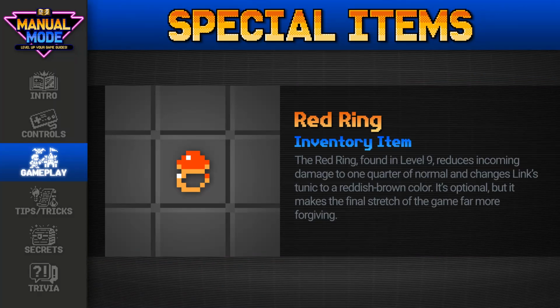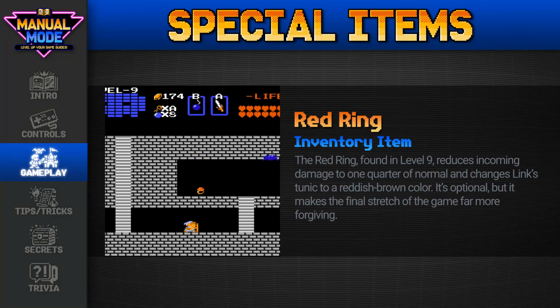The red ring, found in level 9, reduces incoming damage to 1/4 of normal and changes Link's tunic to a reddish-brown color. It's optional, but it makes the final stretch of the game far more forgiving.